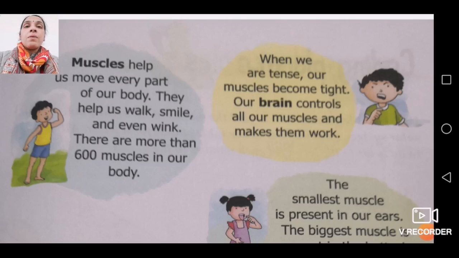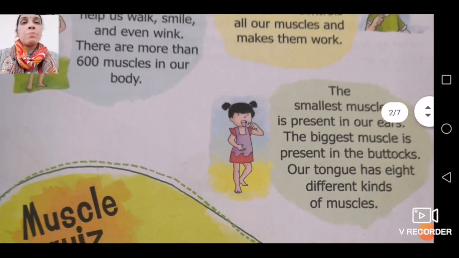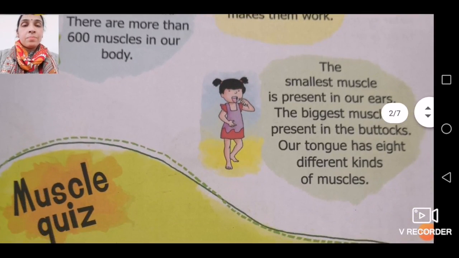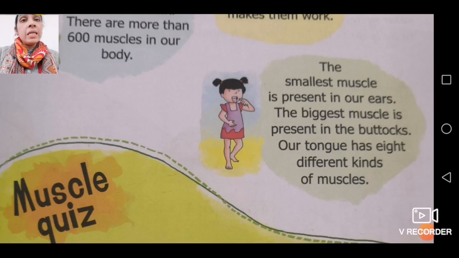Next, when we become tense, our muscles become tight, and our brain controls all our muscles and makes them work. Now the smallest muscle in our body is present in our ear, and the biggest muscle is present in our buttock. Now different kinds of muscles are present. 8 different kinds of muscles are present in our tongue.